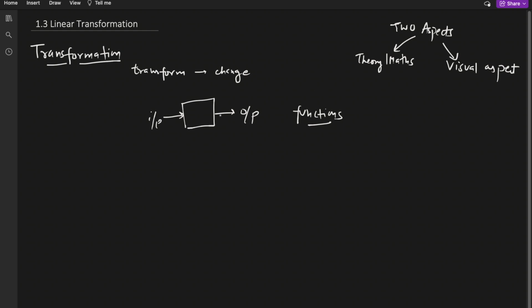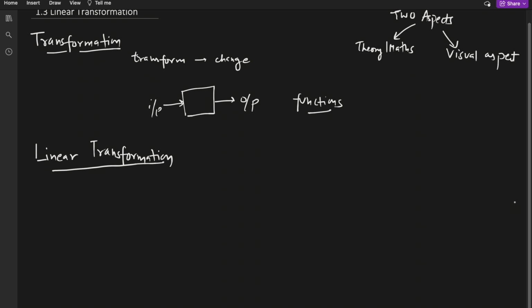Transformation could be of many types. Given a space, you can warp it, you can shift it, you can do anything. But the main transformation which is important and which is the heart of linear algebra is the linear transformation. The rest of the transformations are not studied in linear algebra. Only this special type of transformation, which is linear transformation, is studied.